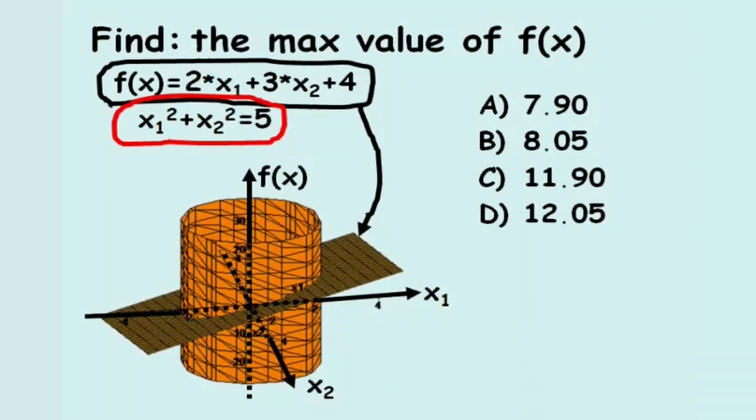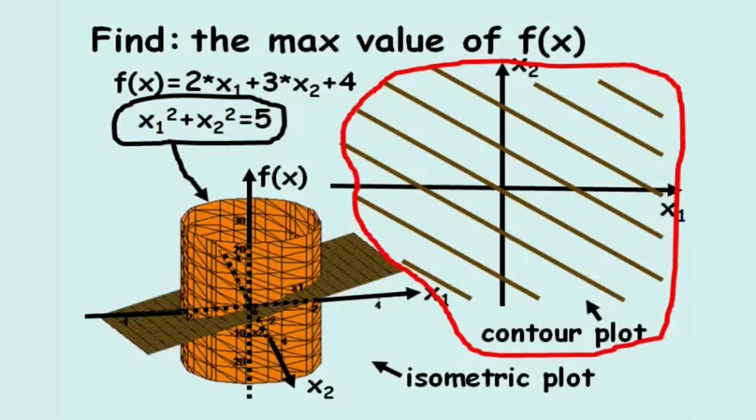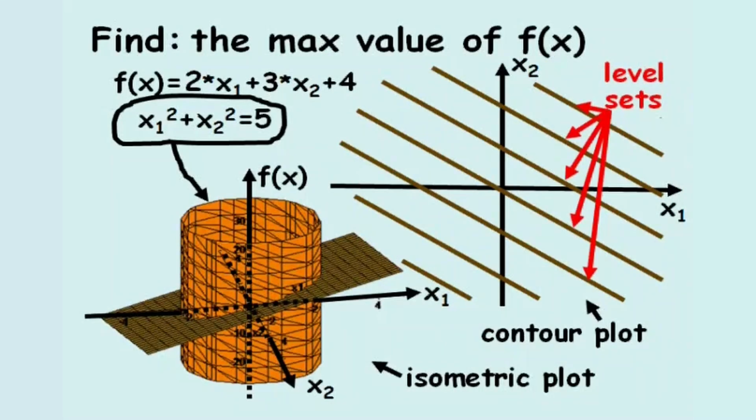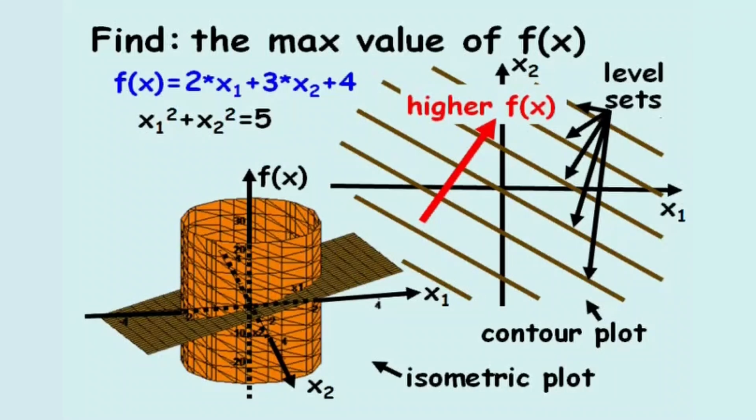When plotted in 3 dimensions, this constraint appears like a hollow cylinder. It may be easier to see the optimal solution if we create a contour plot of the objective function, where each diagonal line represents a level set, which is a constant value of the function f of x. Based on our objective function, 2 times x1 plus 3 times x2 plus 4, we notice that the level sets increase as we move towards greater values of x1 and x2. And lower values of f of x occur if we move in the opposite direction.